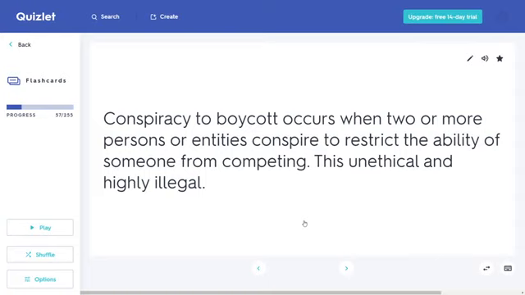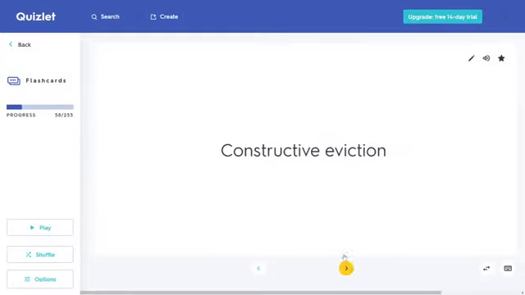So again, this is the specific act where two or more persons or entities conspire to restrict the ability of someone competing. But you've got to circle that back to the antitrust laws, which we talked about in our first video, which are super important to understand. This is one of those antitrust violations, so keep that in mind. All right, next one, constructive eviction. Okay, so think that one over.